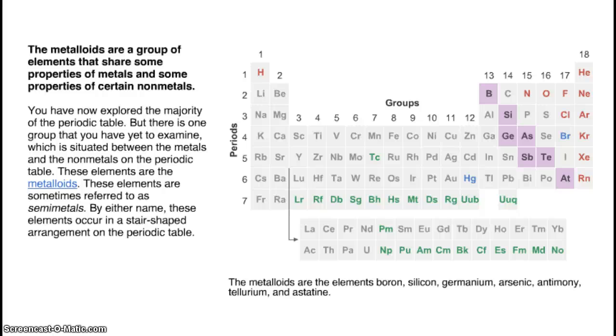By either name, these elements occur in a stair-shaped arrangement on the periodic table, which they show here in purple. The metalloids are the elements boron, silicon, germanium, arsenic, antimony, tellurium, and astatine.